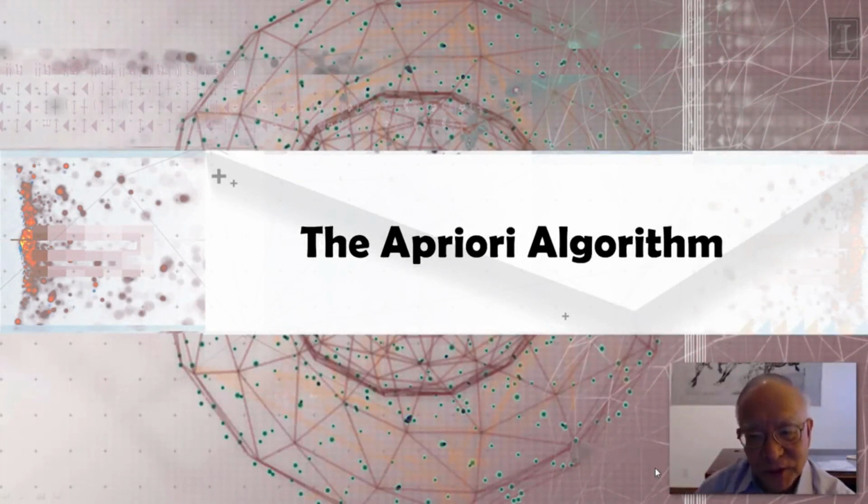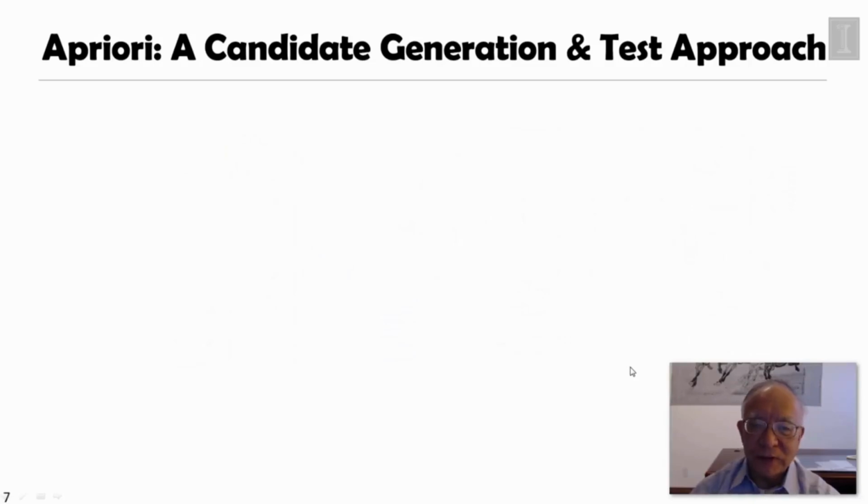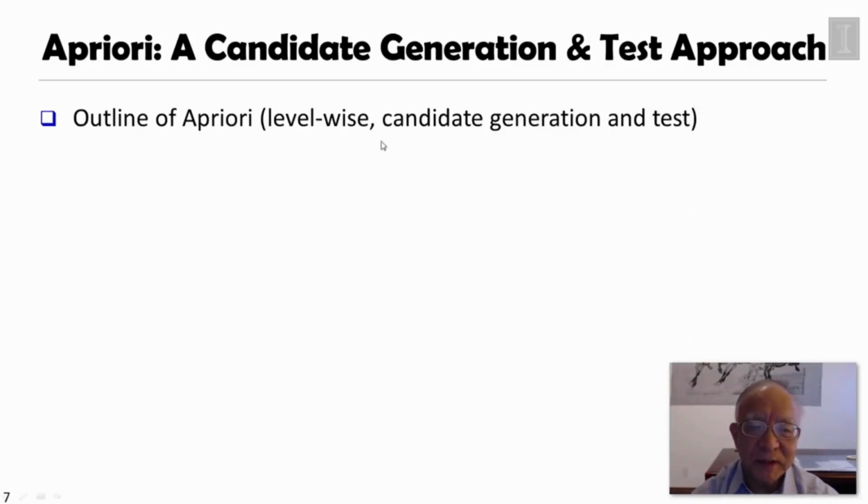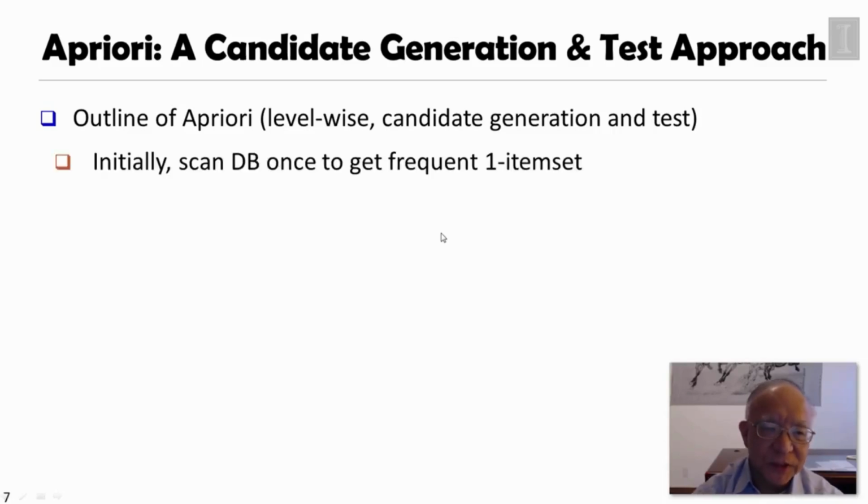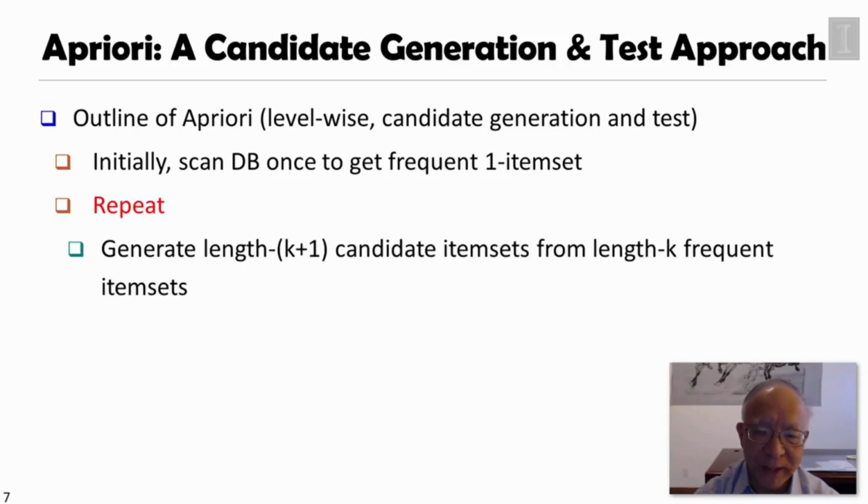Hi, let's introduce the very famous Apriori algorithm. This algorithm is the first candidate generation and test approach for frequent pattern mining. It is a level-wise candidate generation and test approach. Initially, you scan the database once to get frequent one item sets. Then taking these frequent one item sets, you generate length 2 candidate item sets.